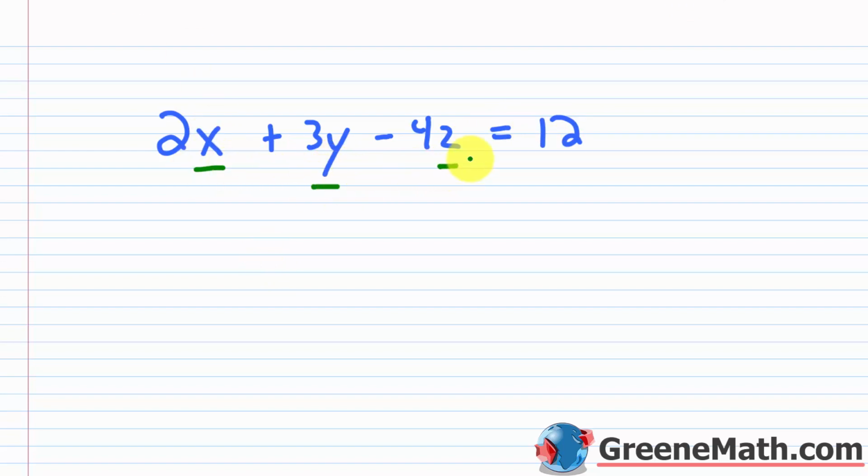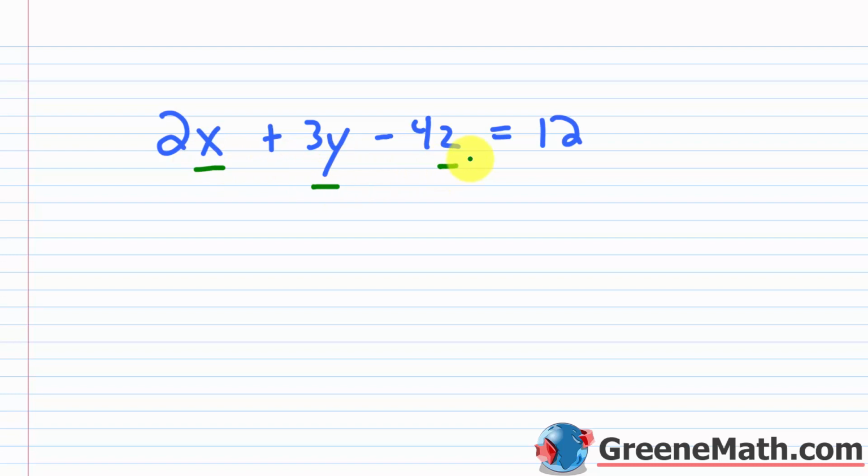So let's recall, when we work with a linear equation in 3 variables, we typically see the variables x, y, and z, right? With 2 variables, you see x and y. With 3, you see x, y, and z. So something like, let's say 2x plus 3y minus 4z equals 12. So notice how you have, again, 3 variables. You have this x, you have this y, and you have this z, okay?